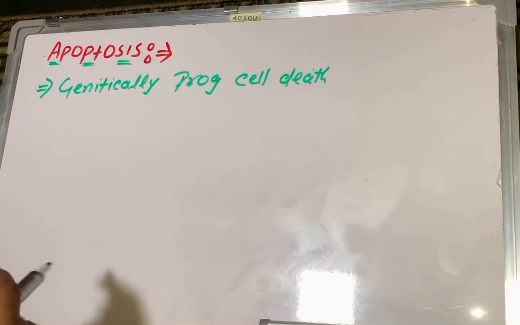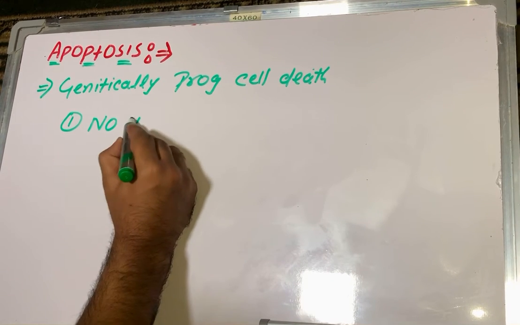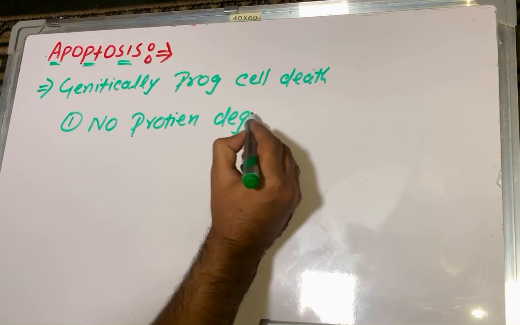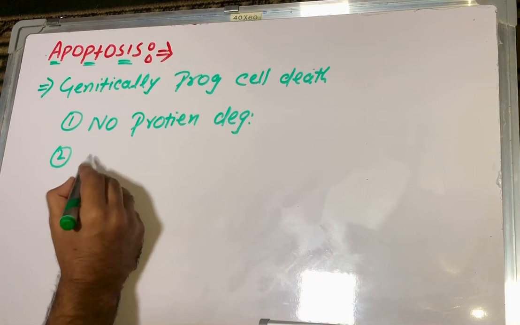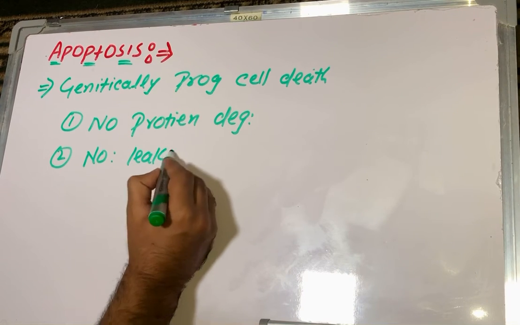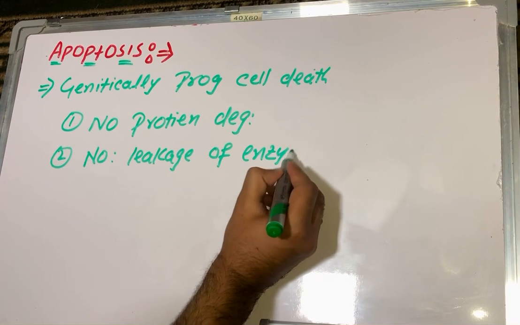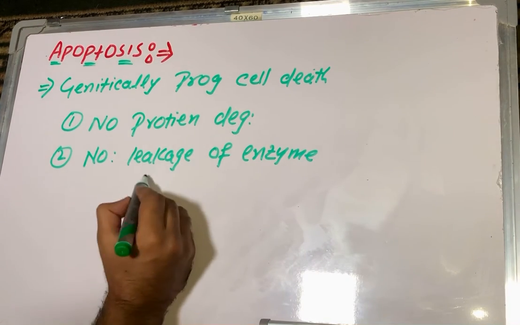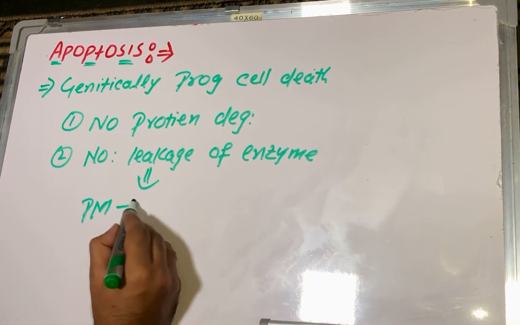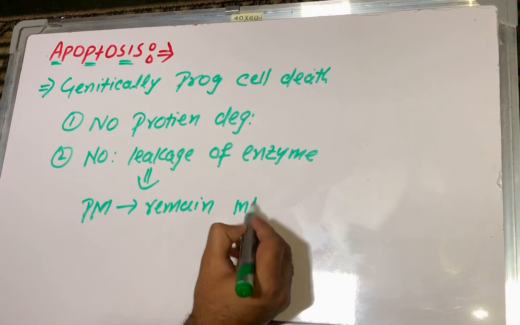Unlike necrosis, in apoptosis there will be no protein degeneration. Number second, there will be no leakage of enzyme, because the plasma membrane in the process of apoptosis remains intact.